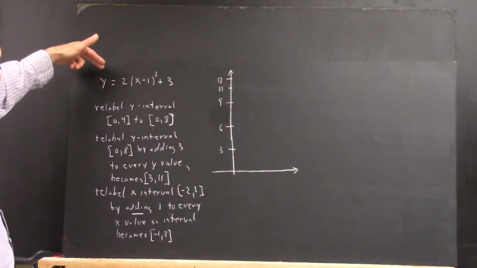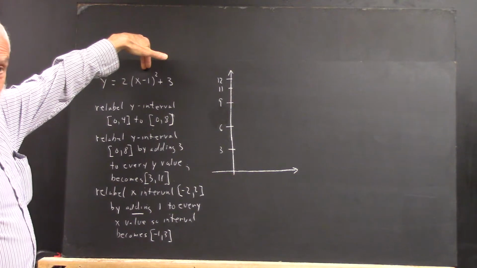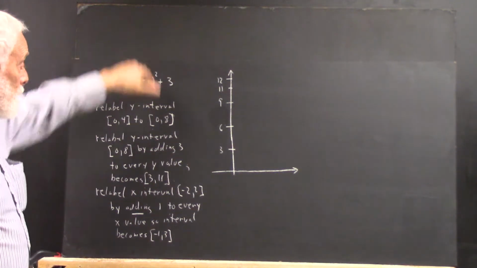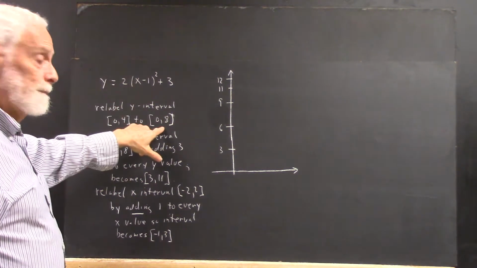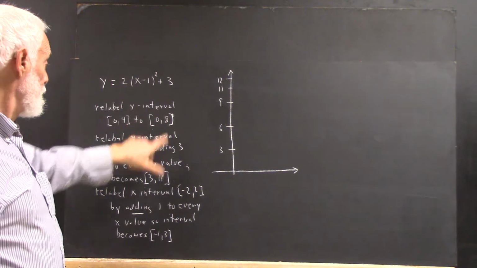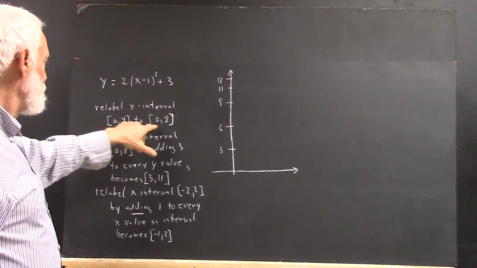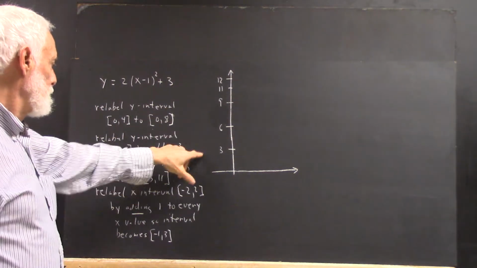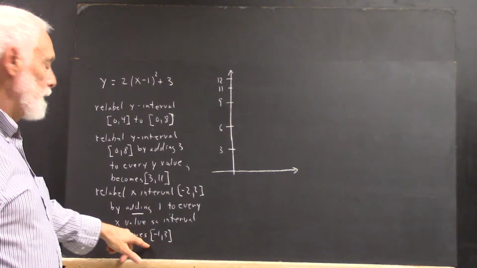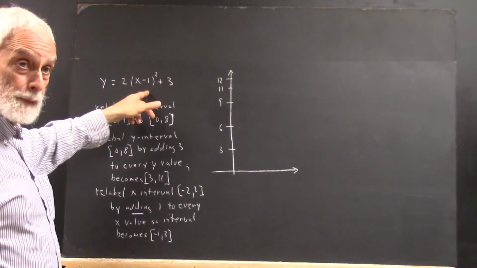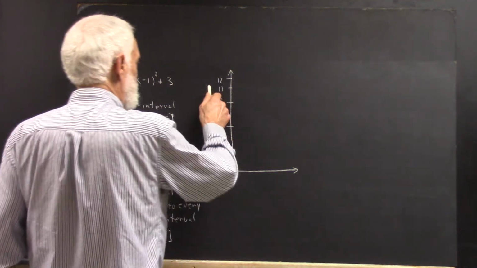Okay, so at this function, we relabel it, right? Y interval 0 to 4, we double. All the y values become 0, 8. And then we add the 3, relabel the y interval 0, 8. By adding 3 to every value, we get this. We relabel the x interval from -2 to 2 by adding 1 to every x value, because we've got the x minus 1, we've got to add 1. We've talked about why. And what we end up with is a graph that looks like this.